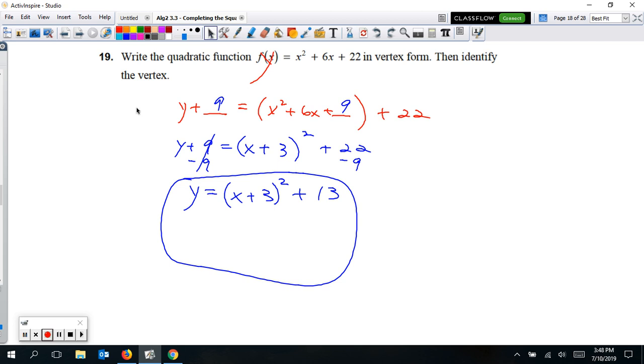It does say identify the vertex, so negative 3 comma 13 is the vertex there, h comma k. And it's always opposite for h when you pull that out. And then k is the same thing. So this can be helpful and used for when you're graphing a standard form quadratic equation and you want to use vertex form to graph it. You can use this and change it into vertex form to make it maybe a little bit easier to graph that parabola.